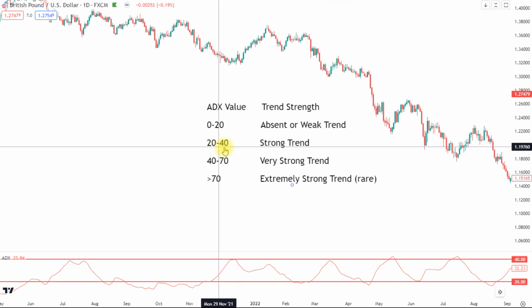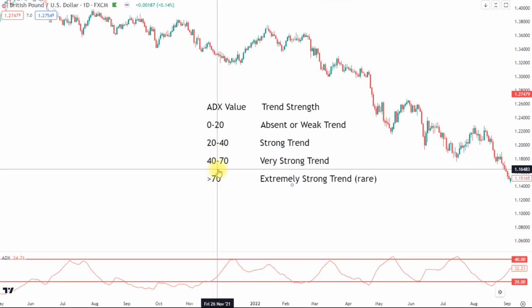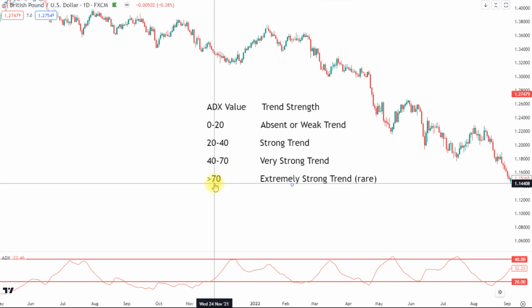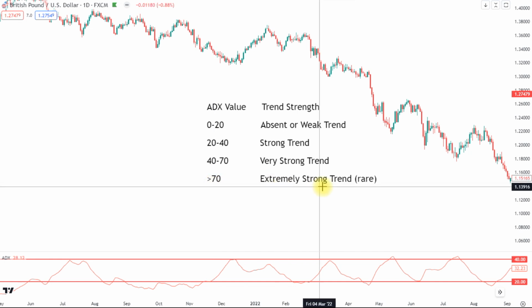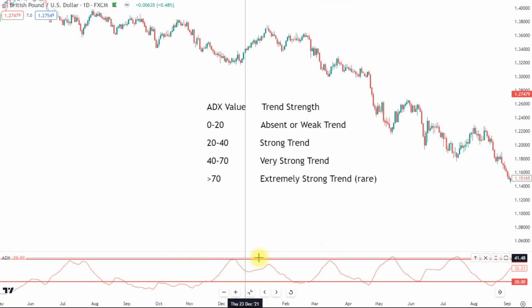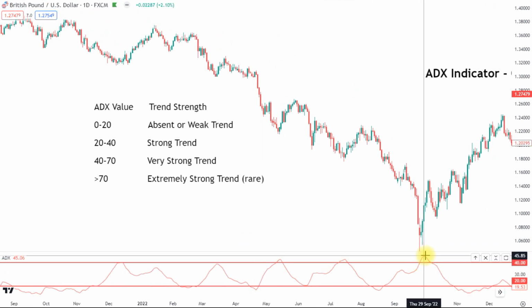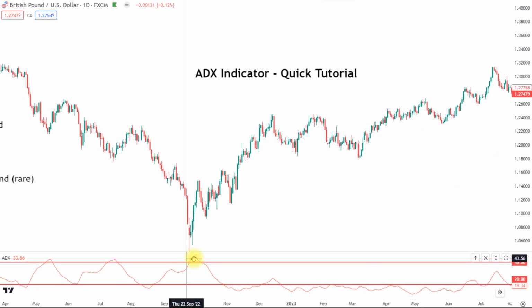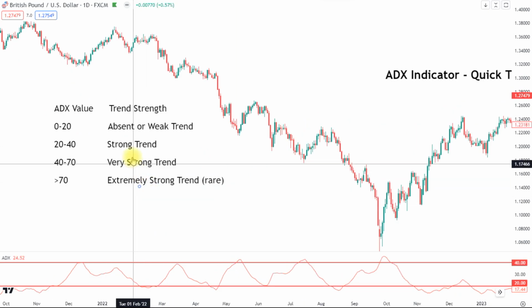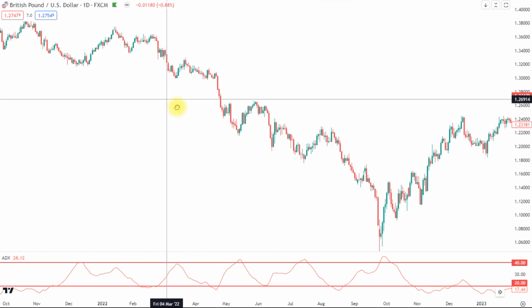Between 20 and 40, we have a strong trend. Above 40 till 70, we even have a very strong trend. And above 70, an extremely strong trend, which is at the same time really rare. You see here, we sometimes come above the 40, but the peak here, for example, is 45, so 70 is a lot higher and really rare. Now that you know the basics, let's dive into the price action and take a look.